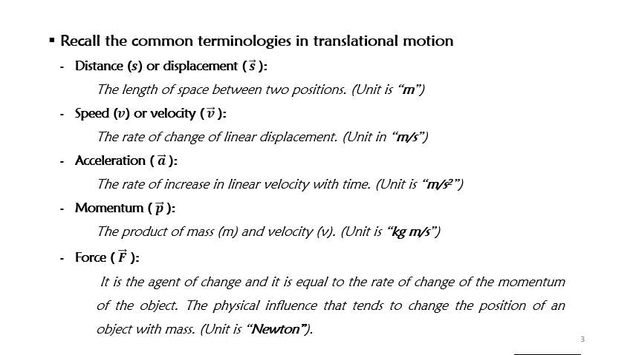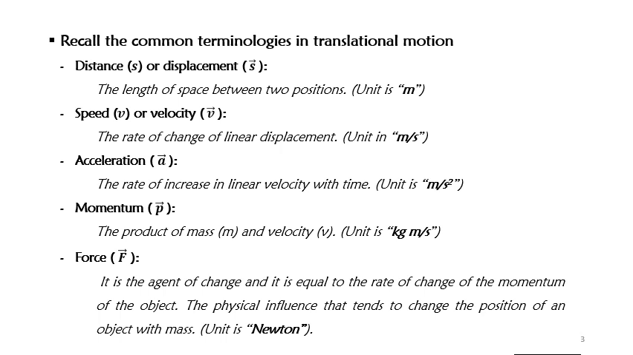Then you have what is called the speed or velocity. Linear speed, linear velocity. Also, speed is scalar, velocity is vector, and is measured in meters per second. Then you have the acceleration, which is the rate of increase in linear velocity with time. It's measured in meters per second squared. Then you have momentum, that is the product of the mass of your body and its velocity.